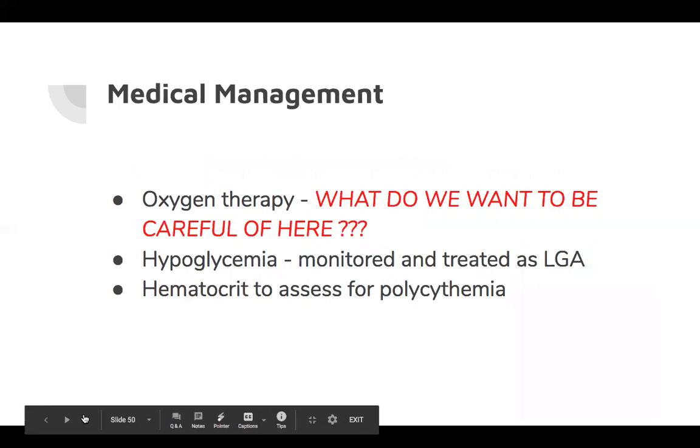We're going to be monitoring these babies for respiratory distress as well, administering oxygen as needed. So again, be really careful with the administration of oxygen with the retinopathy of prematurity. Although they are not premature, we're still concerned about retinopathy. Hypoglycemia, so we're going to be treating it just like the large for gestational age, and monitoring their H&H for polycythemia.